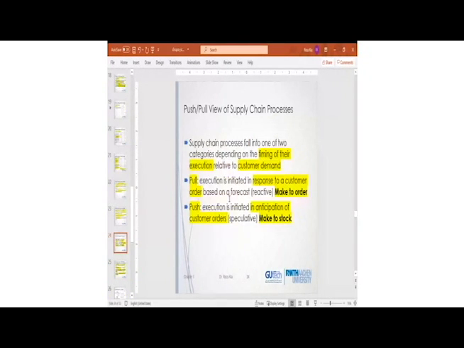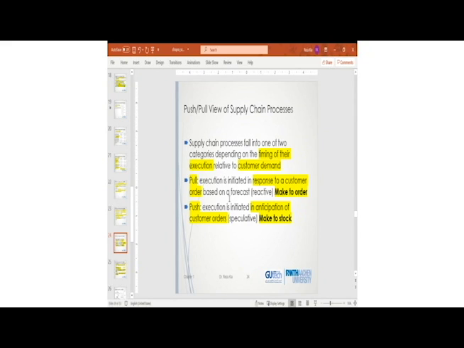And now I'm going to continue with push and pull view. I remember that in the last class, we had a short introduction. As I said, when in a supply chain, a process is executed in response to a customer demand, we will say that the process is done in a pull view.